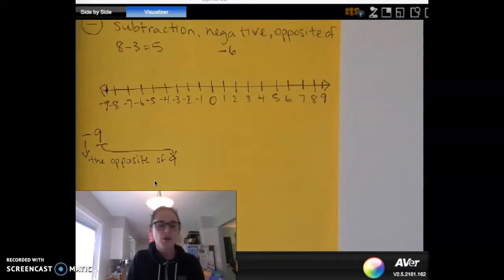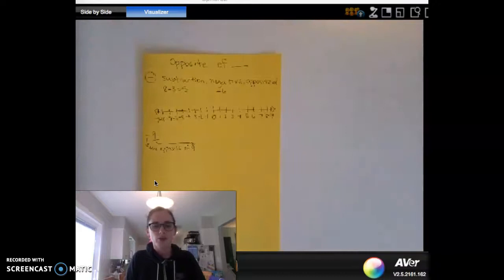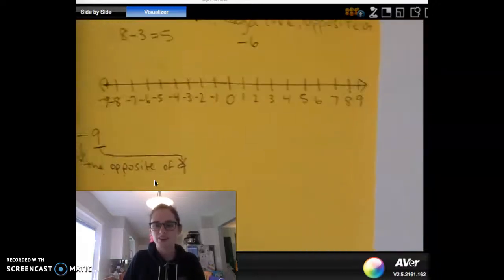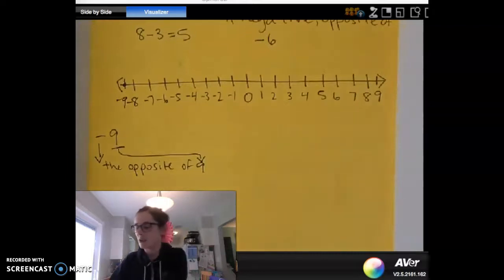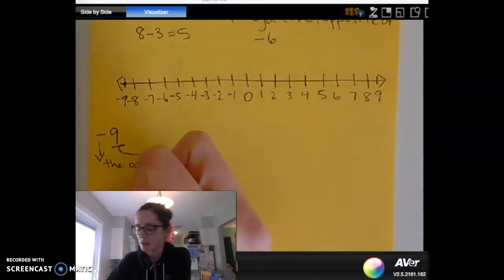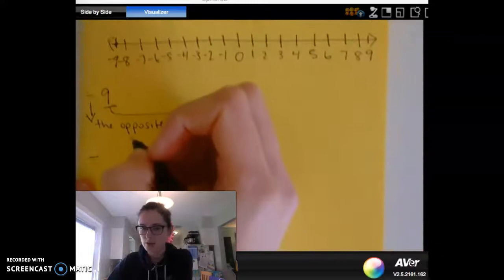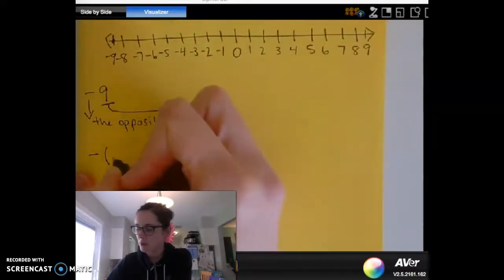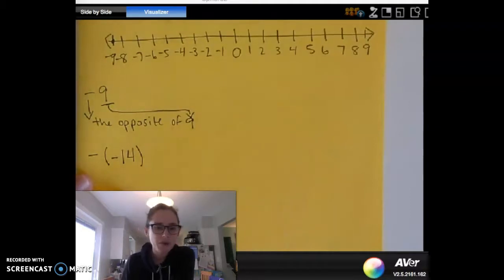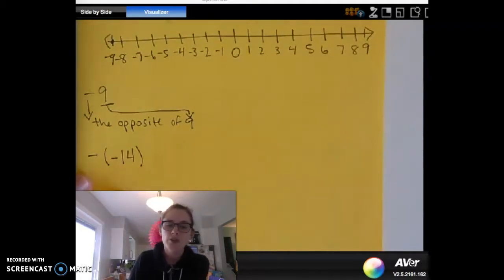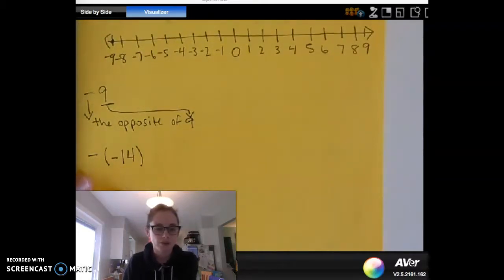So what if I came across a problem that looked like this? If I had the opposite of, and then in parentheses, -14. How would I read that? I want you to see if you can figure that out.